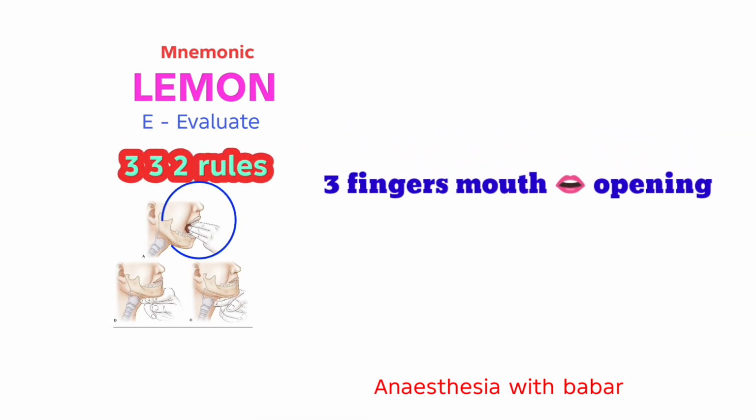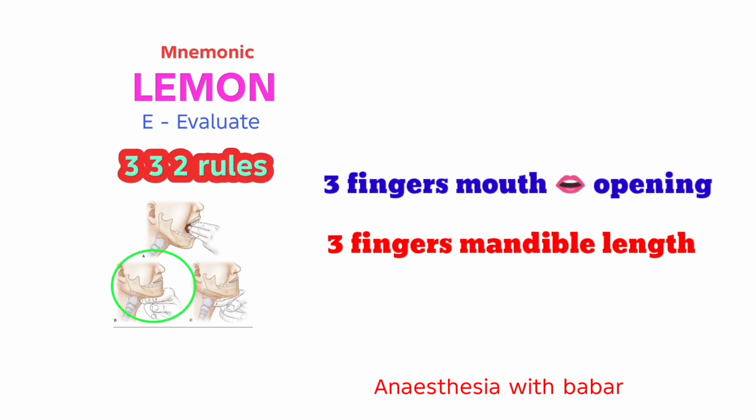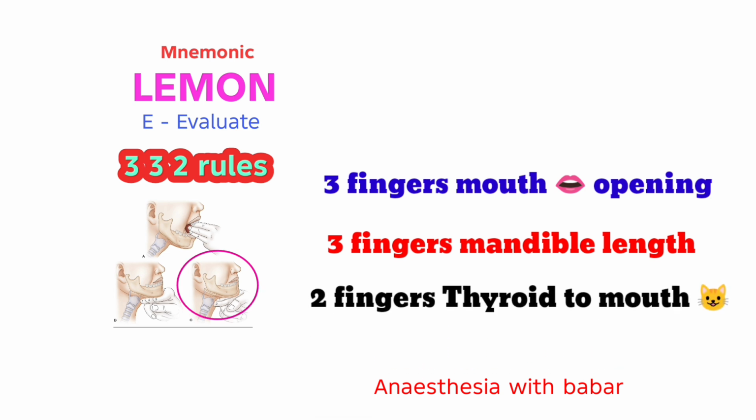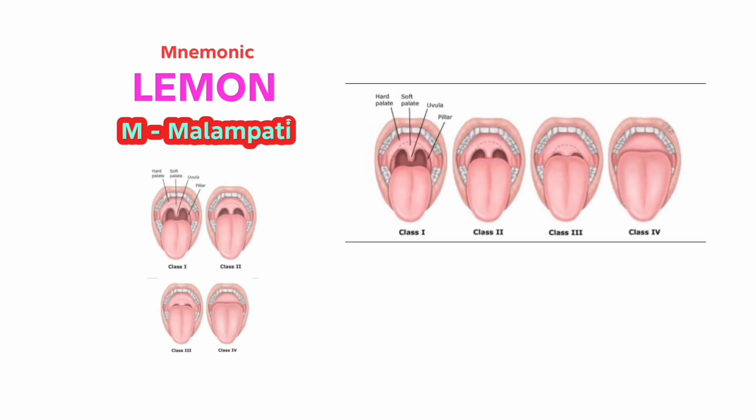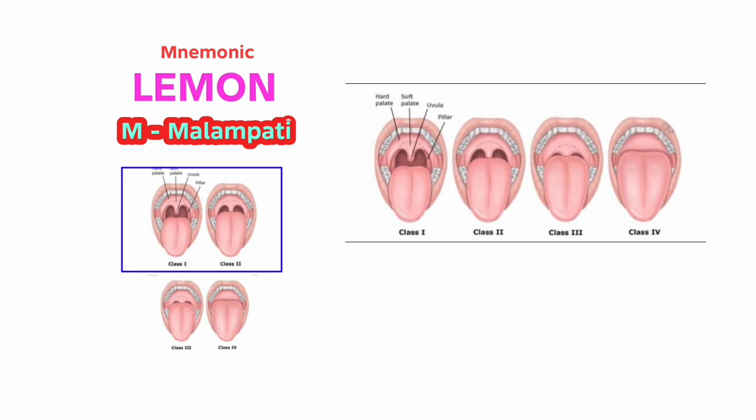3 fingers mouth opening, 3 fingers mandible length, 2 fingers thyroid to mouth. Third word, M stands for Mallampati grade. It has 4 grades. Grades 1 and 2 are considered easy, while grades 3 and 4 are difficult. The less you see, the more you panic.